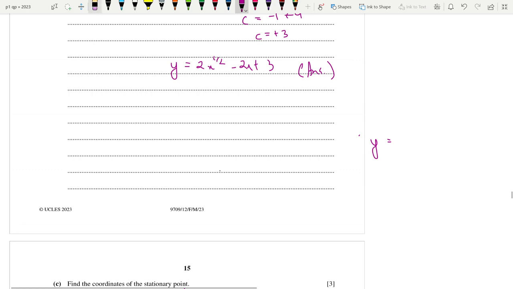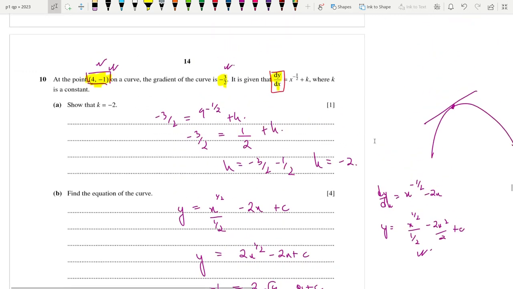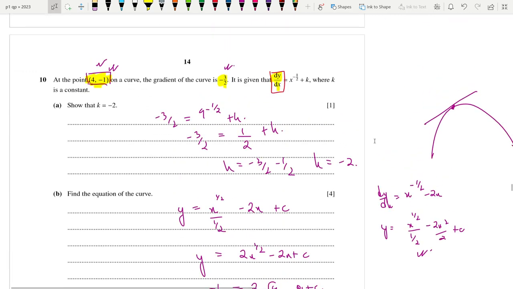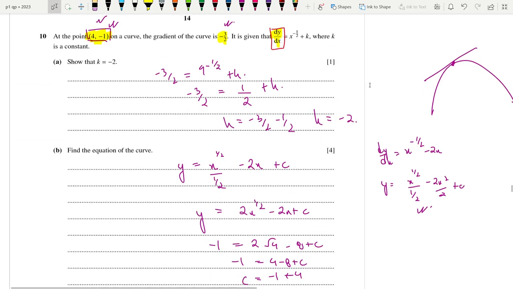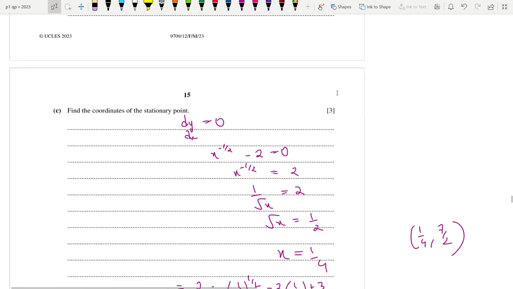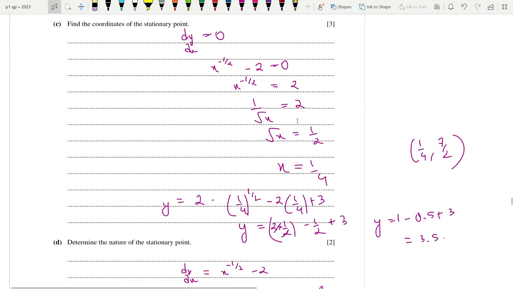Next, we are asked to find the coordinates of the stationary point. How do we do that? We need to equate dy/dx with 0. So we have the equation of dy/dx, which is x to the power minus half minus 2. If we equate that with 0, we end up with x to the power minus half equals 2, or 1 by root x equals 2. After cross multiplication, root x equals half, and therefore x equals 1/4.